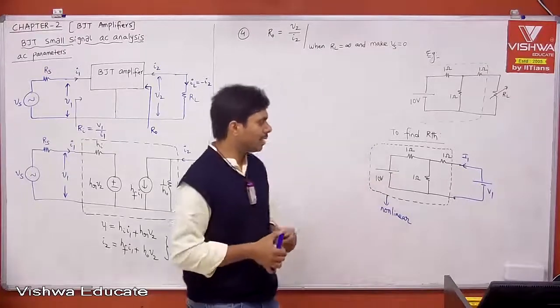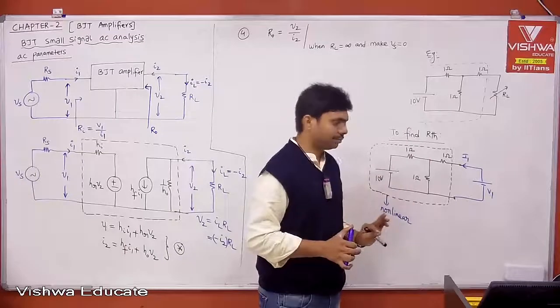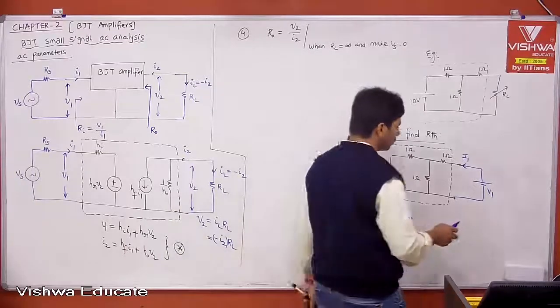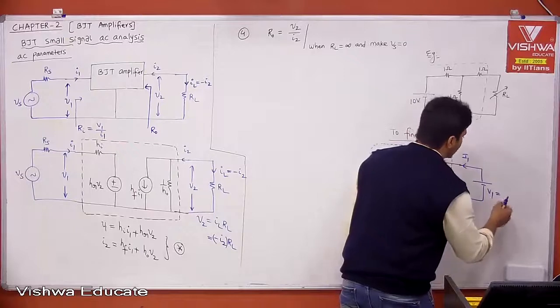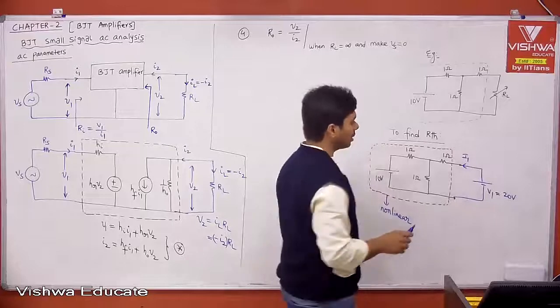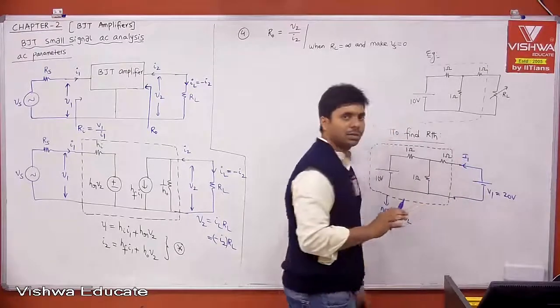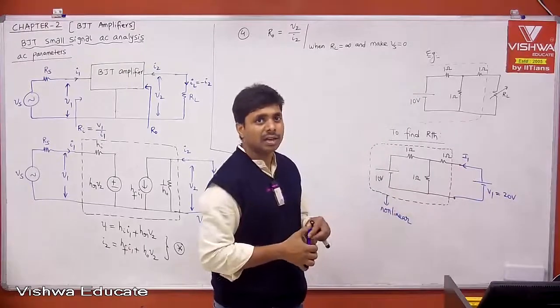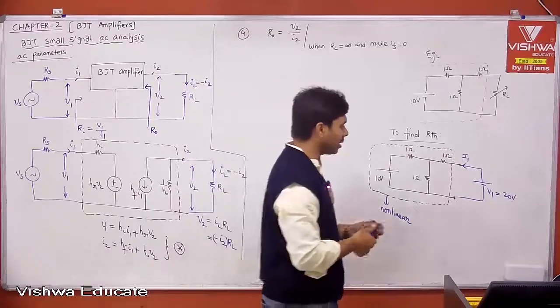For example, if I say this is a black box for me, I applied V1. Maybe for your understanding, let me take V1 equal to some 20 volts. Then let's get I1. If you get I1, then V1 by I1, that is not R Thevenin, right? Why? Let me explain.